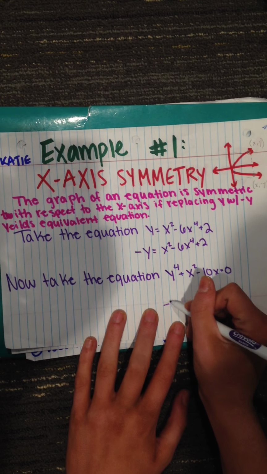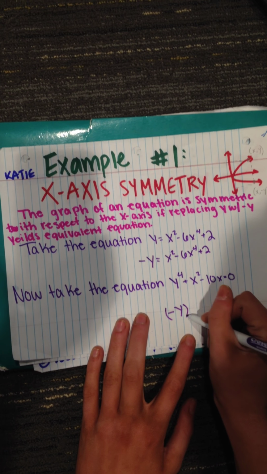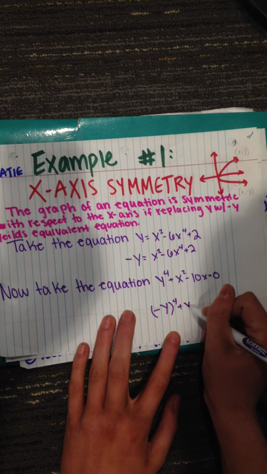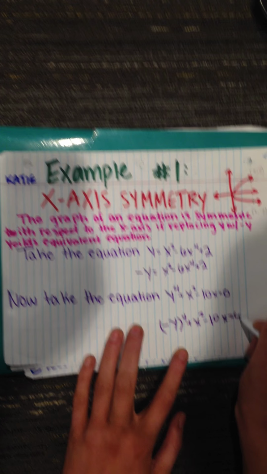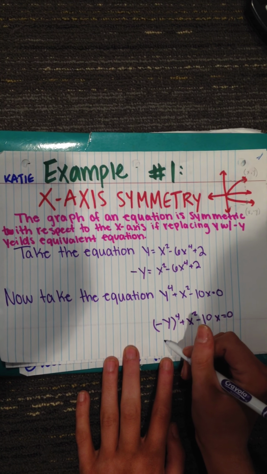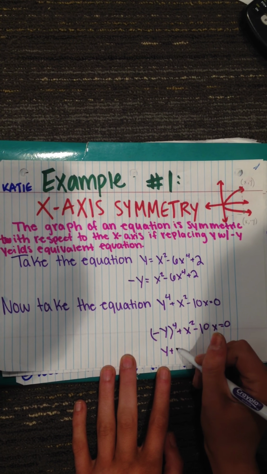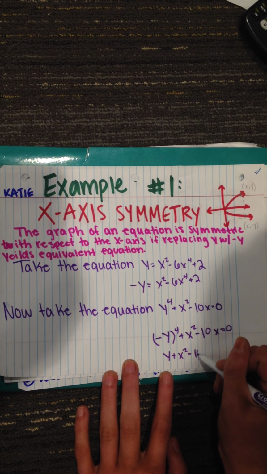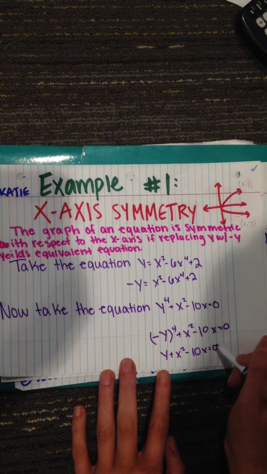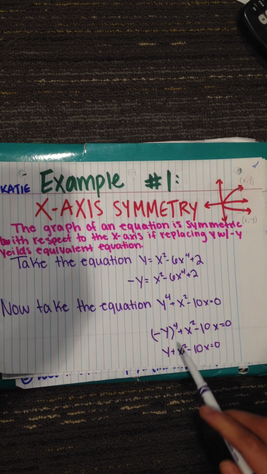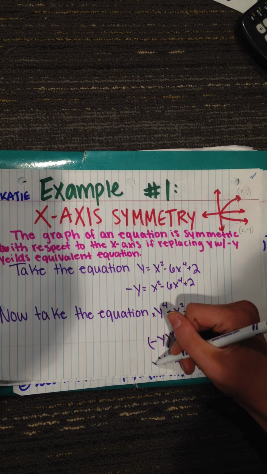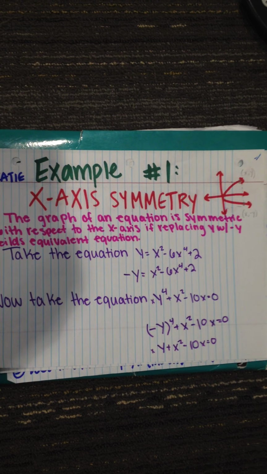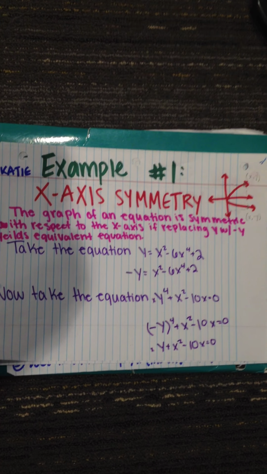Now if we take the equation y to the fourth plus x squared minus 10x equals 0, and replace y with negative y, negative y to the fourth becomes y to the fourth plus x squared minus 10x equals 0, because it is to the fourth power. So these two equations are the same. That is how you check for x-axis symmetry.